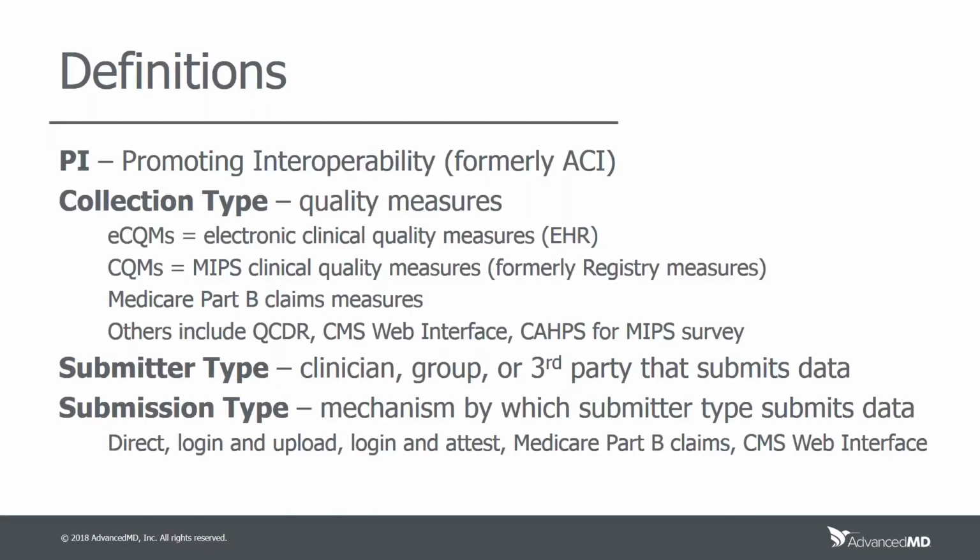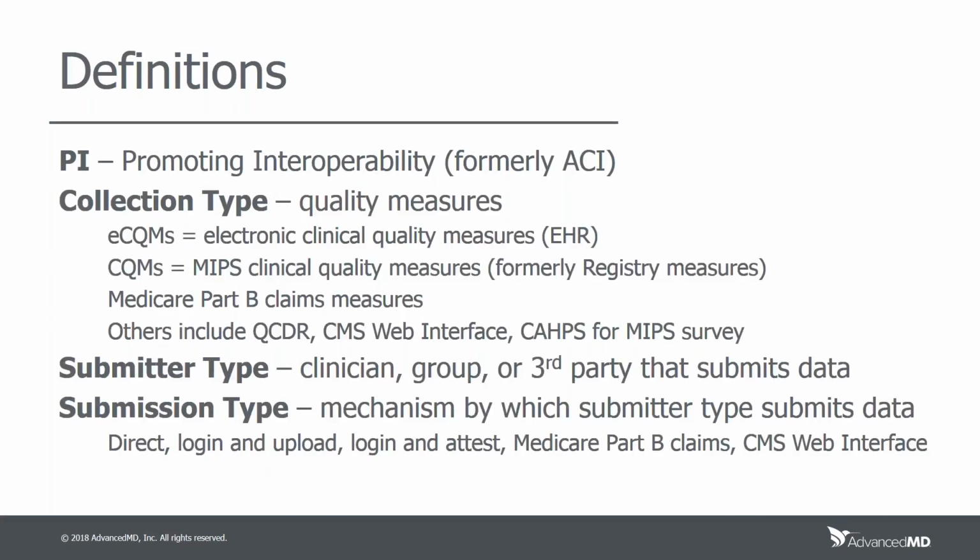They also changed what used to be called submission methods; it is now called Clinician Types. So that's dealing with your quality measures. If you do your quality measures through the EHR, for example, they are referring to those as ECQMs, which we have referred to as ECQMs, but we've also referred to them as EHR measures. They are referring to what we used to call registry measures as CQMs, or MIPS clinical quality measures. There's the Medicare Part B claims measures, and other collection types like the QCDR, the CMS web interface, etc.